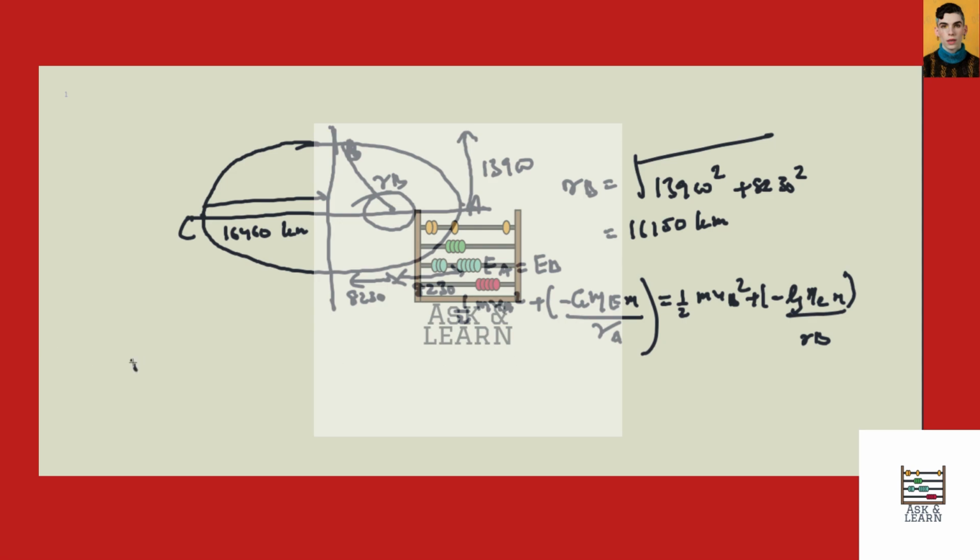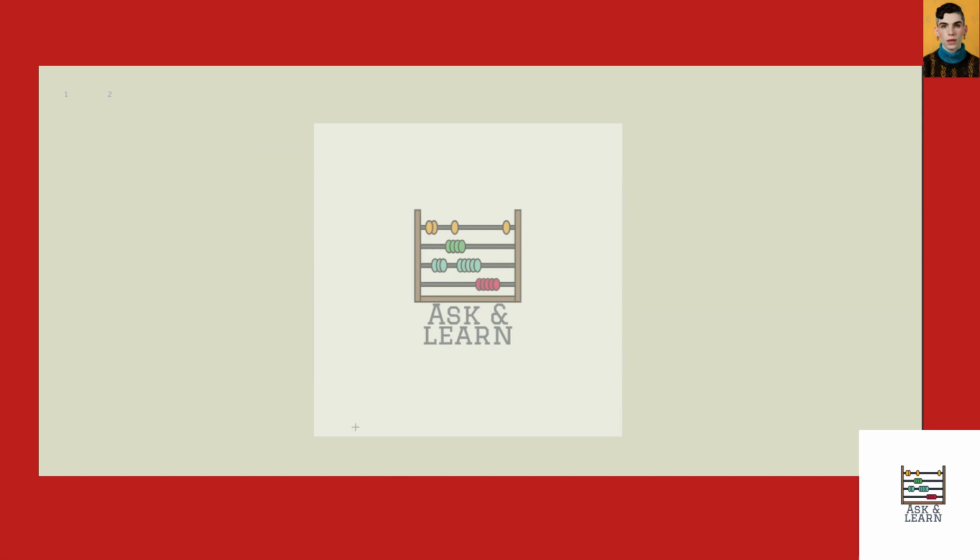So if you solve that, you will get VB squared is equal to VA squared plus 2 G M_E times (1 over RB minus 1 over RA). Simply by rearranging this, we can get this equation. And if you plug in the values of all, then we'll get 5220 meters per second. So that is the answer to our A part.